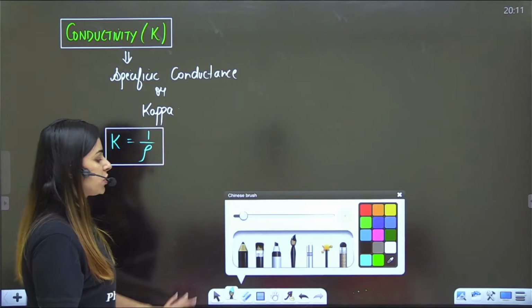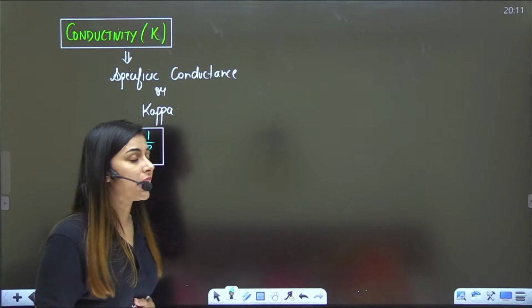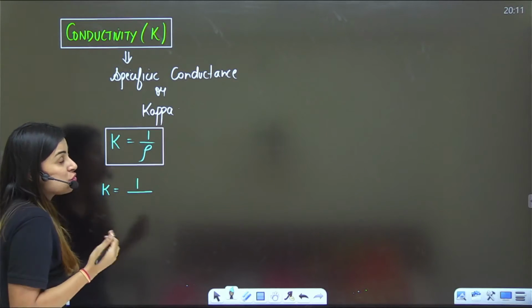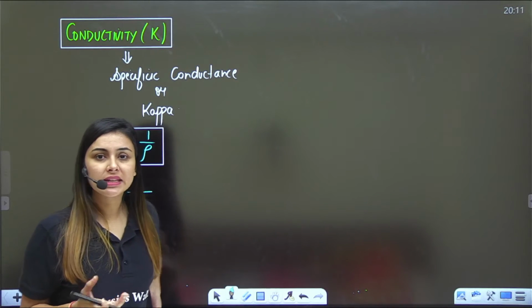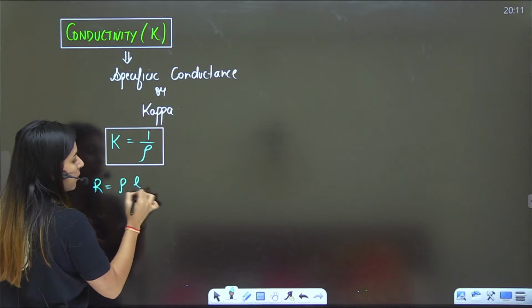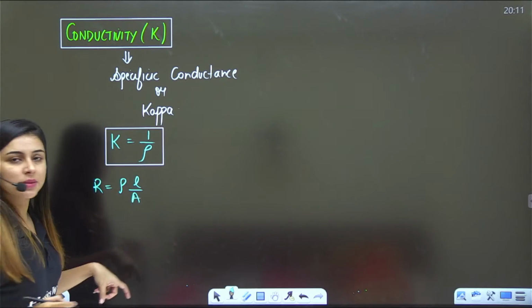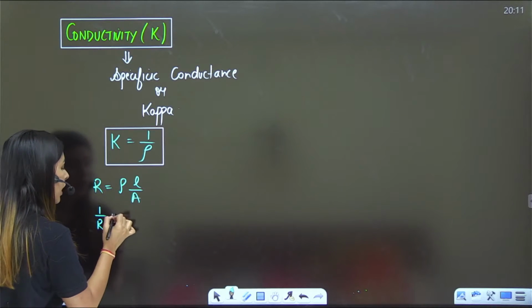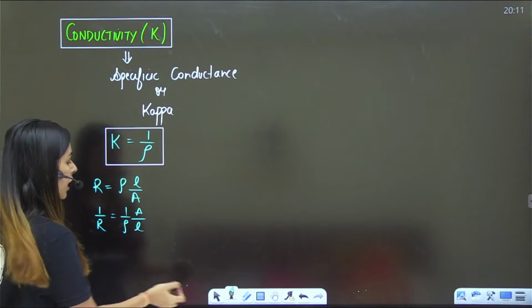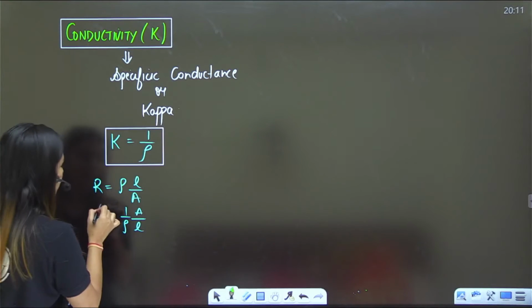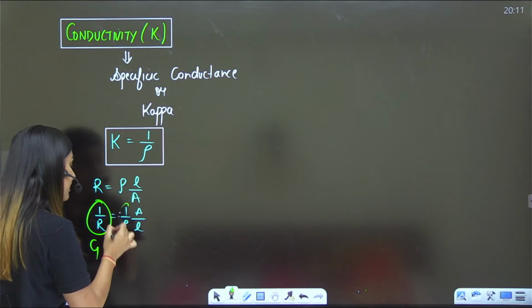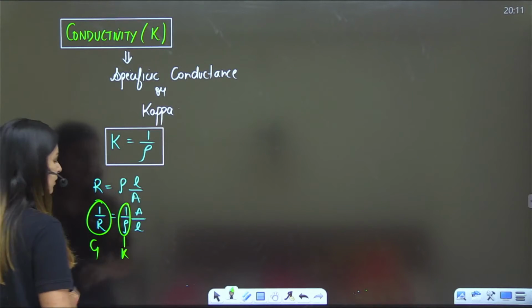The other expression that we can derive from it is that K is equal to 1 upon, now we know how to find resistivity, right? Yes, I'll just tell you how you can understand. Write the formula R is equal to rho L upon A. Just reciprocate it. This would be equal to 1 upon R. This will be 1 upon rho A by L, right? Yes. So now what can you say? You can say that this was actually equal to the conductance. And this is actually equal to conductivity, right?